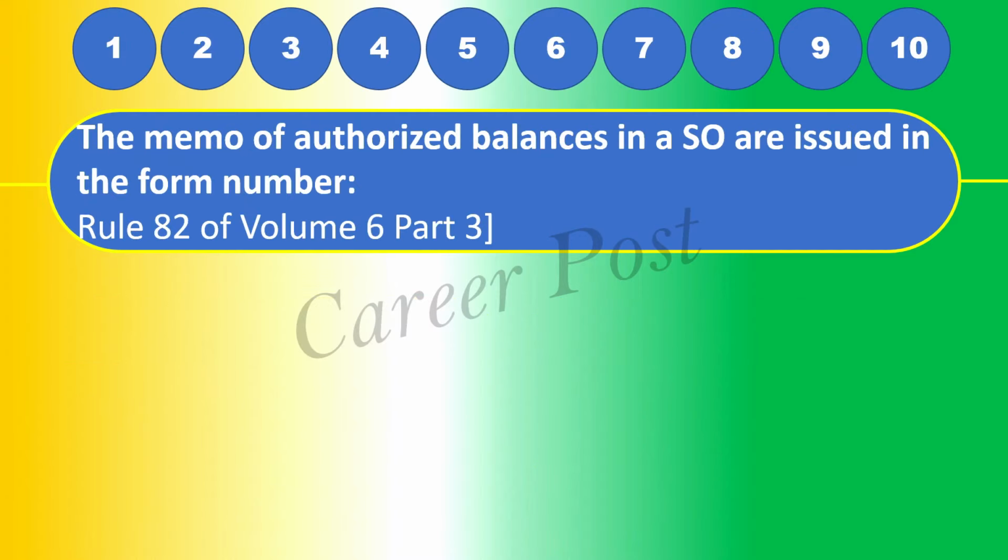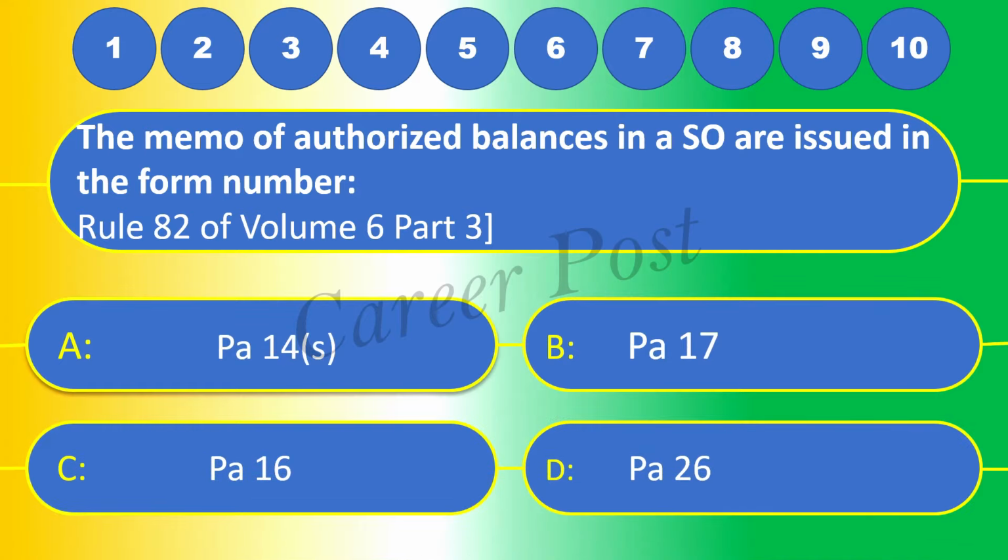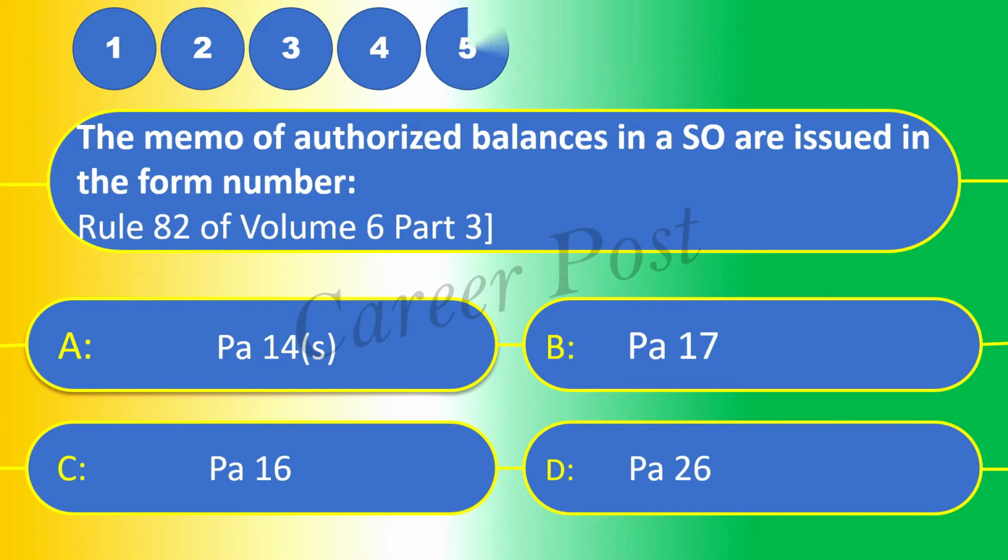The memo of authorised balances in SO is issued in the form number. Rule 82 of volume 6 part 3. A. PA 14S. B. PA 17. C. PA 16. D. PA 26. Your time starts now.